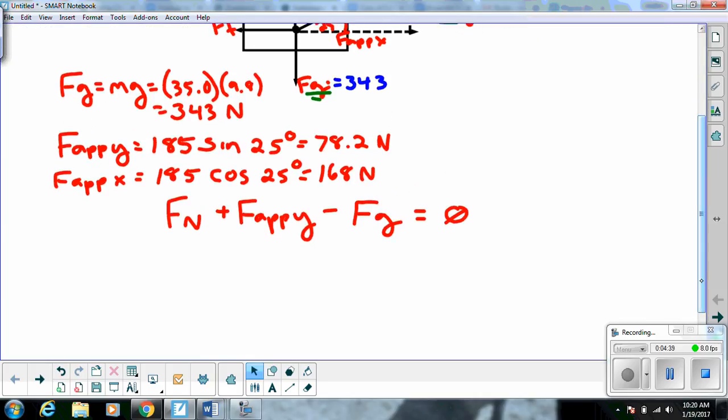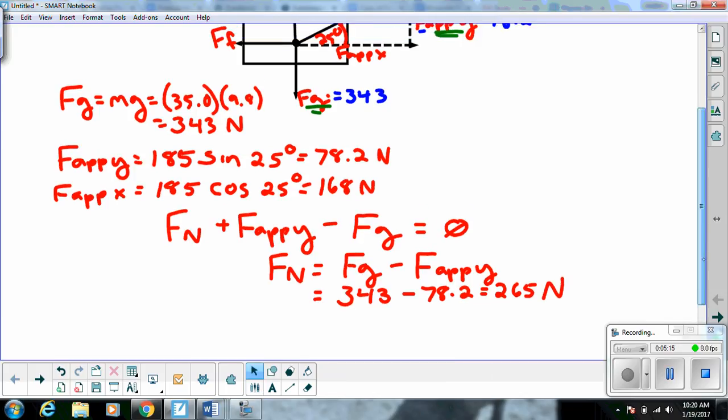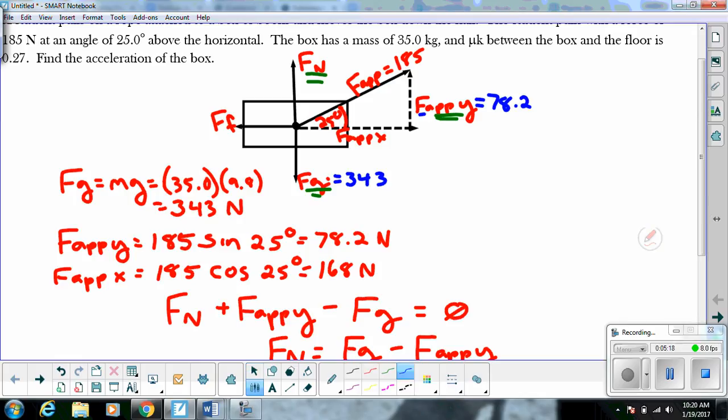So I can rearrange this equation now to say that normal force is going to be the gravitational force minus the force applied in the y direction, which will get me 343 minus 78.2. So my normal force would end up being 265 newtons. So putting that on the diagram, 265 newtons here like that.